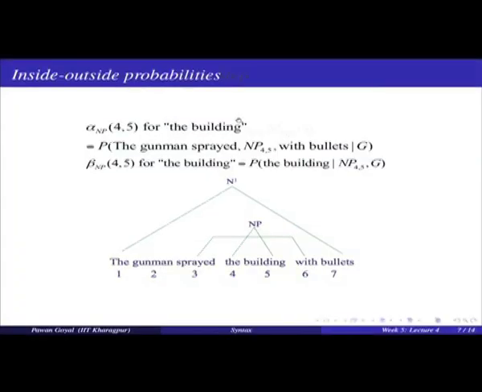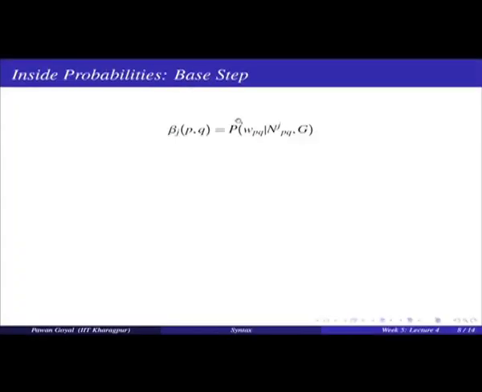Now, how do I actually compute the inside and outside probability given this sentence? And suppose the grammar is also given to me, how do I compute that? So, for inside probability, this is the definition: beta j p q is the probability of deriving the sequence w p to w q given the non-terminal N j p q and my grammar. I will be deriving both these probabilities in an iterative manner.